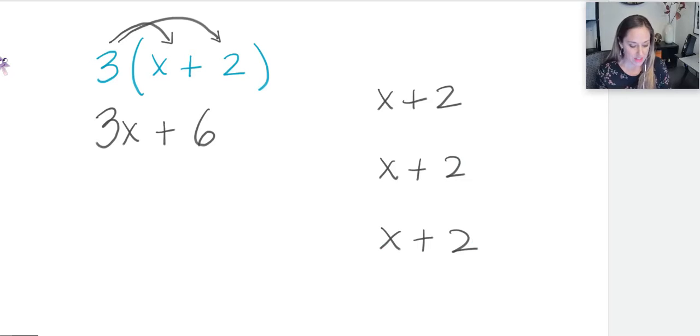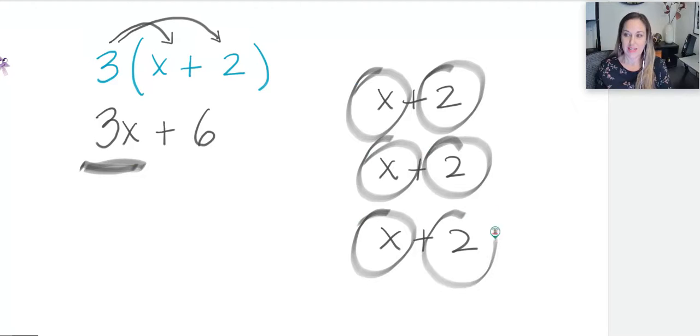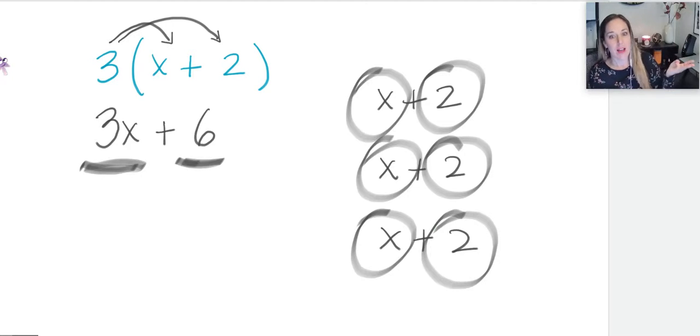Well, how many x's do you have? You have 1, 2, 3. You have 3 x's. And what else do you have? You have 2, 4, 6. Okay? So this is just a quicker way. Instead of adding x plus 2 3 times, you can just multiply. But just don't forget to multiply that number to all the terms inside the parentheses.